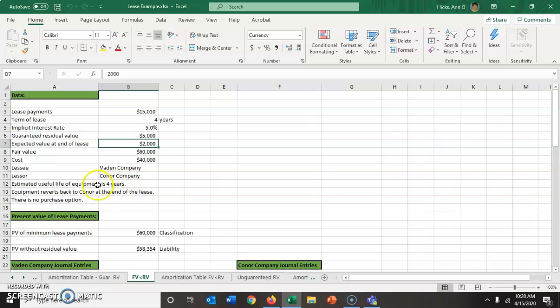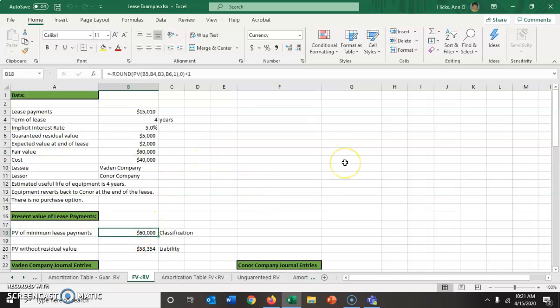In this scenario, we are going to change that, and we're going to say, yes, we have a guaranteed residual value of $5,000 according to the lease terms, but it is our expectation that the equipment will only be worth $2,000 at the end of the lease. That being the case, the lessee, Vaden Company, will end up having to pay an additional $3,000 at the end of the lease term. So all the other criteria, all the other factors are the same.